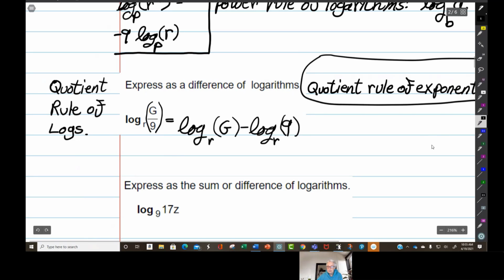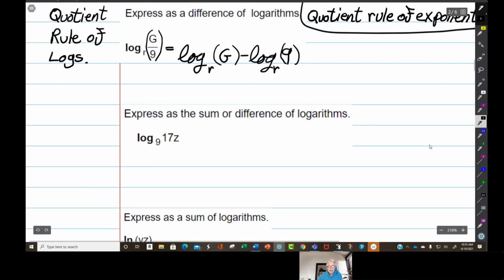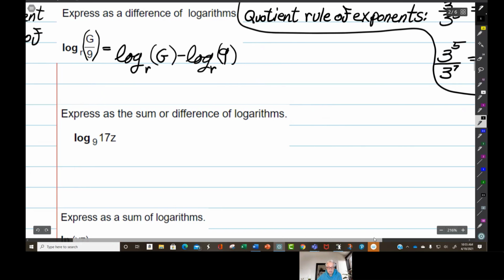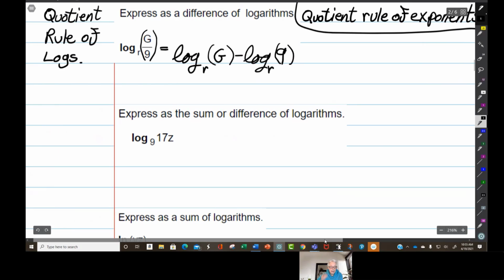I hear nothing, so I assume you'll yell and scream if you want me to go over anything again. Now then, here we have log base 9 of an argument, 17z. 17z is 17 times z, so we're going to use the product rule.